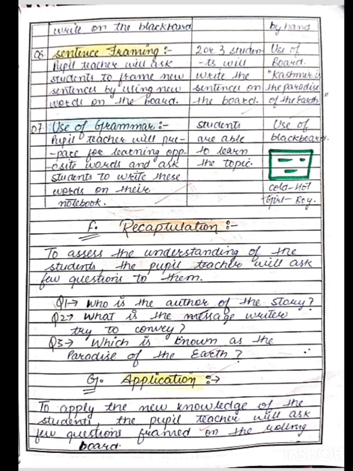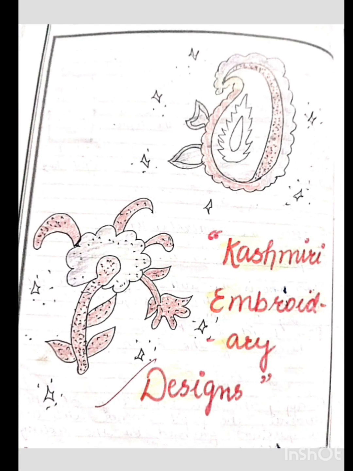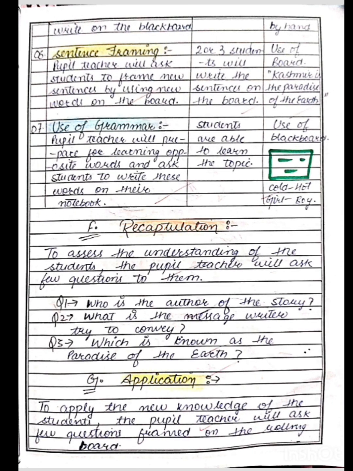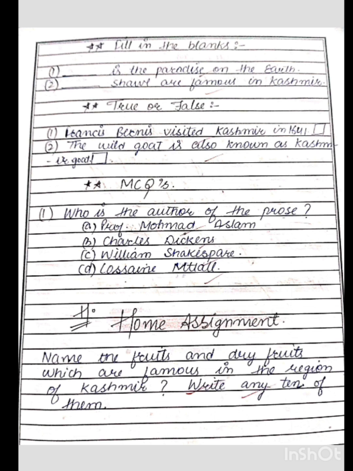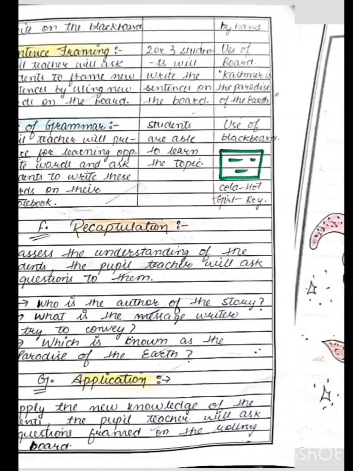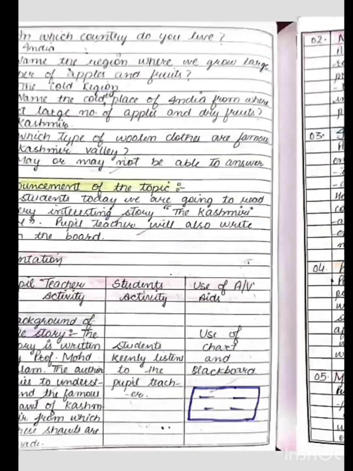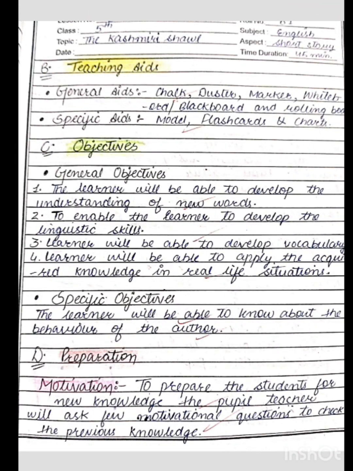After that, there is the application part, and in the application part you can apply fill in the blanks and all. There is also a second drawing made by the student. So there are fill in the blanks, true or false, and MCQs given by the pupil teacher to the students, and after that there is the homework part. This is how you have to write the lesson plan of teaching of English related to Herbartian approach.